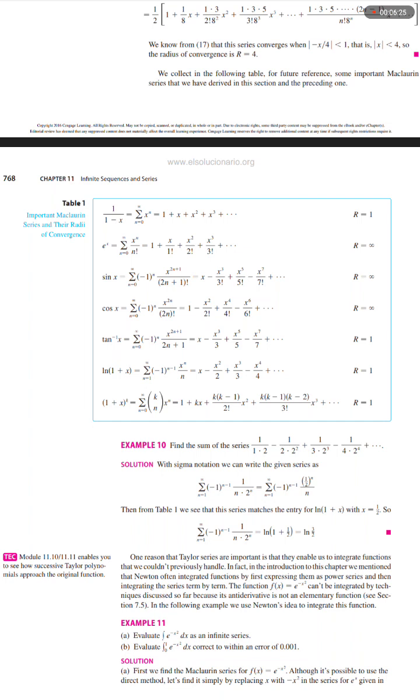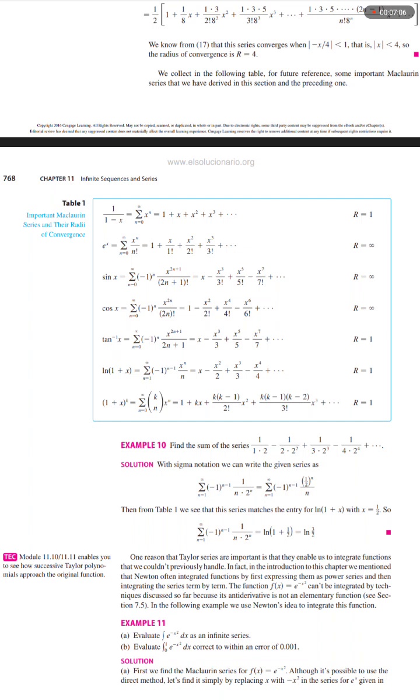Cosine x equals the sum from n equals 0 to infinity of (negative 1) to the power n times x to the power 2n over (2n) factorial, equals 1 minus x squared over 2 factorial plus x to the 4th power over 4 factorial minus x to the 6th power over 6 factorial plus ellipsis, R equals infinity.